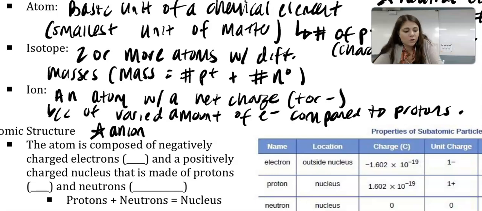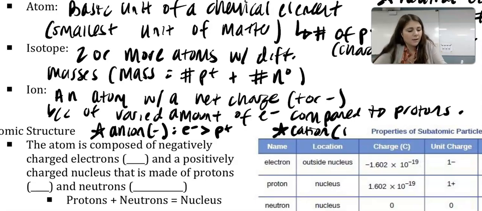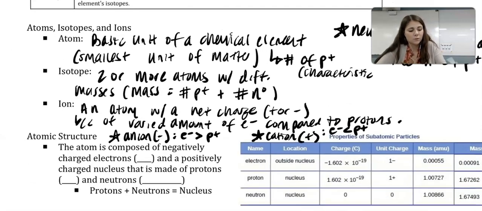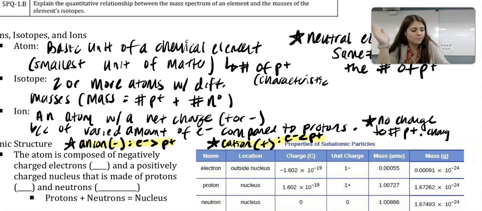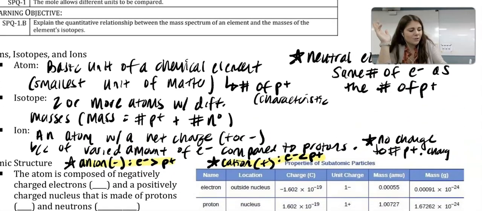We have an anion, which is negative. Here, we're going to have more electrons than protons. And then we have a cation, which is positive. Here, we have fewer electrons than protons. Okay, those are two terminologies you'll need to know when it comes to those different ions. Please note with an ion, there is no change to the number of protons. The only thing that you're changing is electrons, okay? So changing the number of electrons.